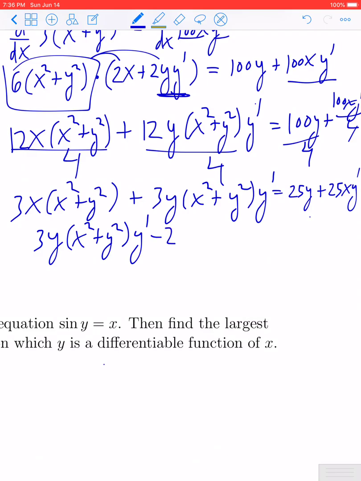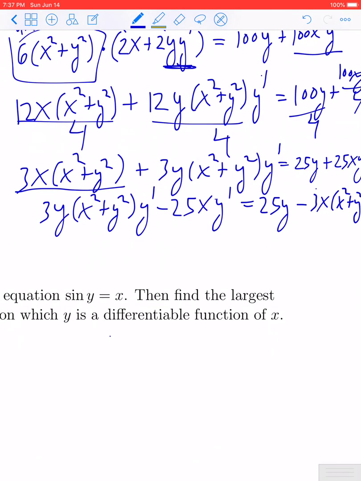I would have to bring that negative 25x y prime to this side, and I'd have to take all of the other non-y primes to the other side. So I'd have that 25y, and then this term would go over to the other side as a negative. So that's going to be minus 3x times the quantity x squared plus y squared.